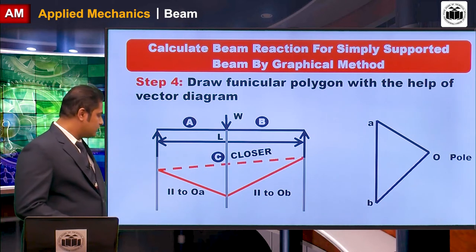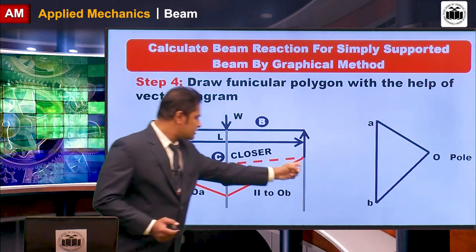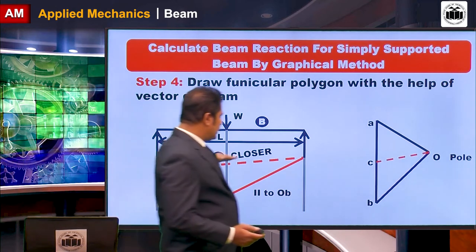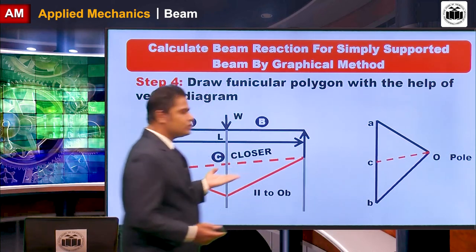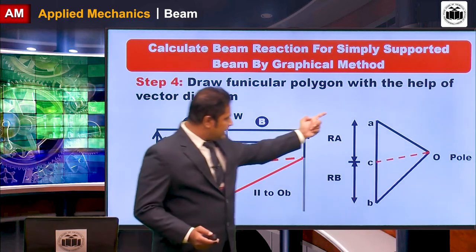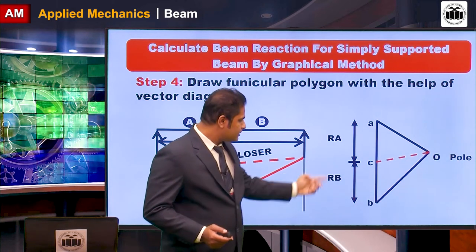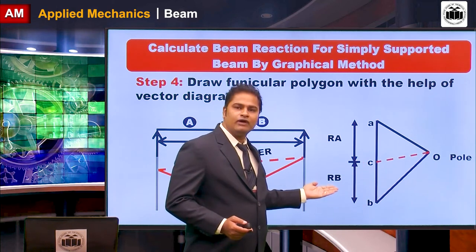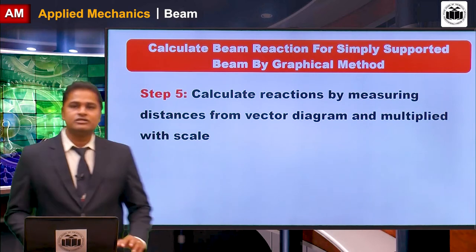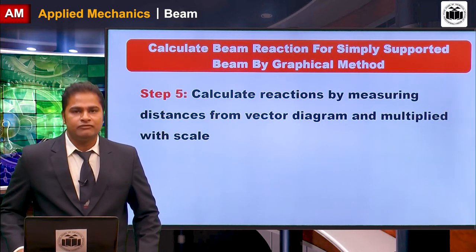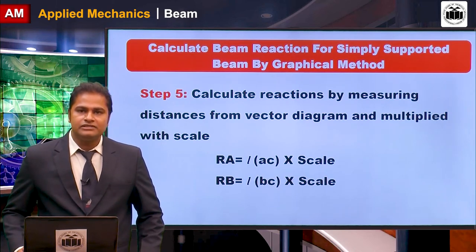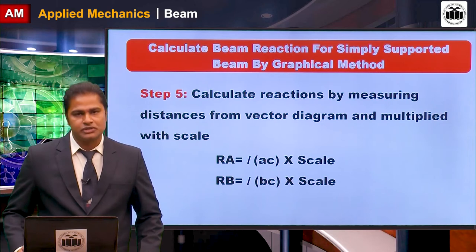Finally, this is the closure. Closure means these two ends are joined with the dotted line. This is known as the closure. After that, take this closure and draw a line from O, exactly parallel to the closure. This point is C. Then AC indicates the intensity of RA, and BC indicates the intensity of RB. Finally, the last step is to calculate the reactions by measuring the distance from the vector diagram and multiplying with the scale. Then the reaction at A, RA, equals the length of AC into scale, and RB equals the length of BC into scale.